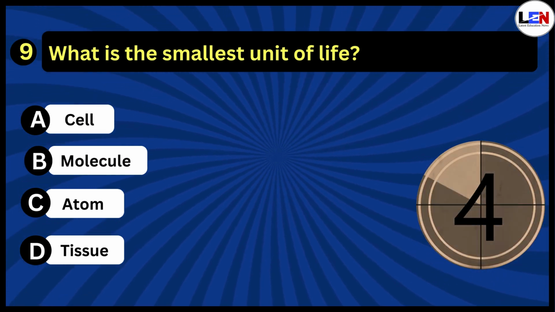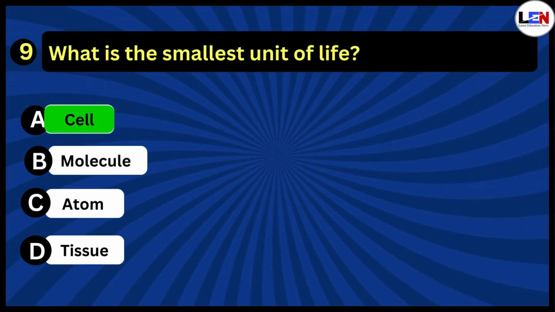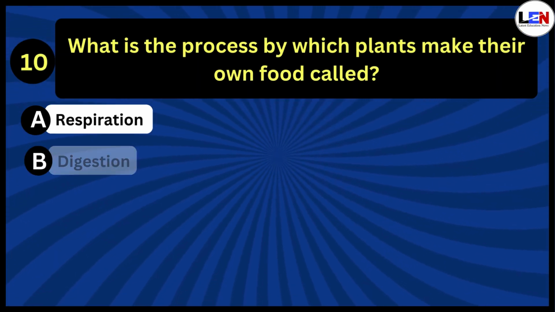What is the smallest unit of life? A. Cell. B. Molecule. C. Atom. D. Tissue. The correct answer is option A. Cell.